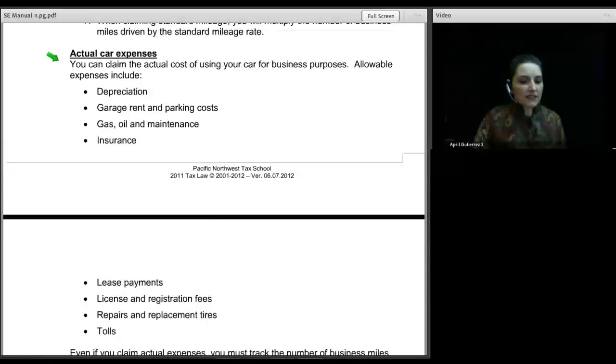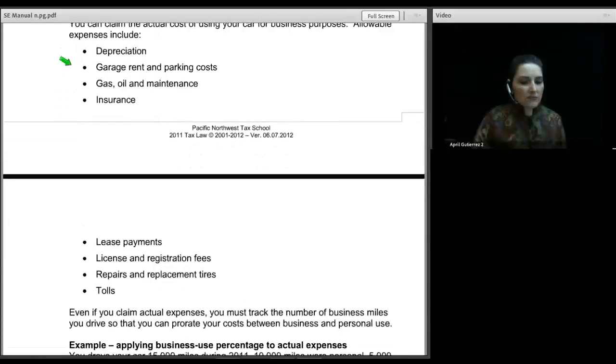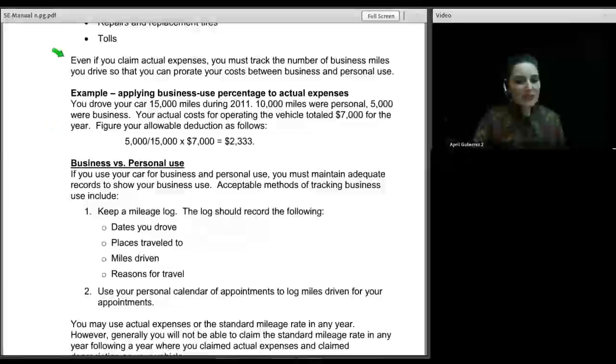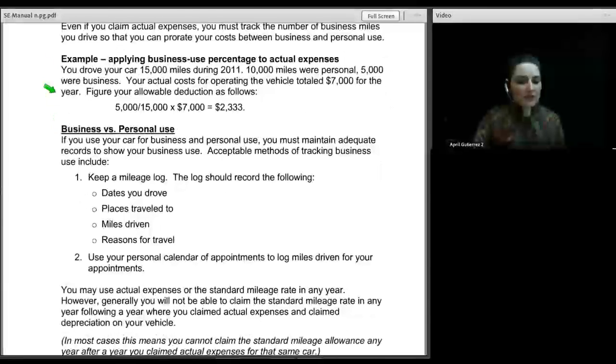Actual car expenses. You can claim the actual cost of using your car for business purposes. Allowable expenses include depreciation, car rent and parking costs, gas, oil and maintenance, insurance, lease payment, license and registration fees, repairs, replacement tires, and tolls. So all of the things that you're not allowed to claim when you're claiming the standard mileage rate, you are allowed to claim when you're going actual. Even if you claim actual expenses, you are still required to track the number of business miles that you drive so that you can prorate your costs between business and personal use.